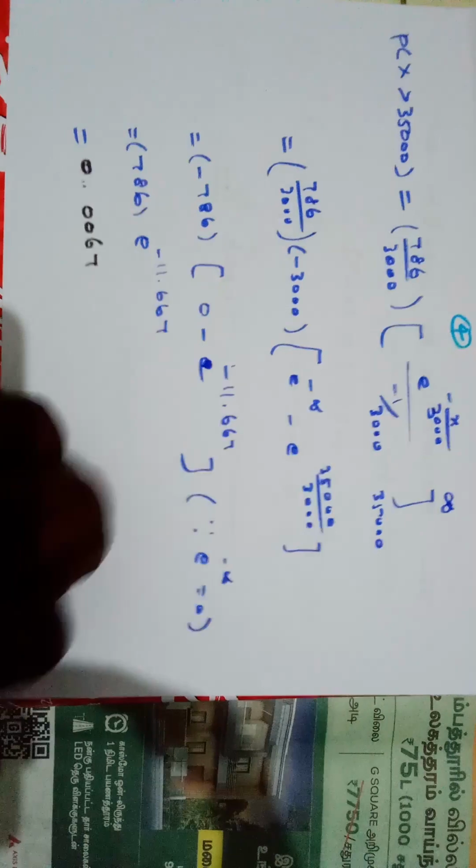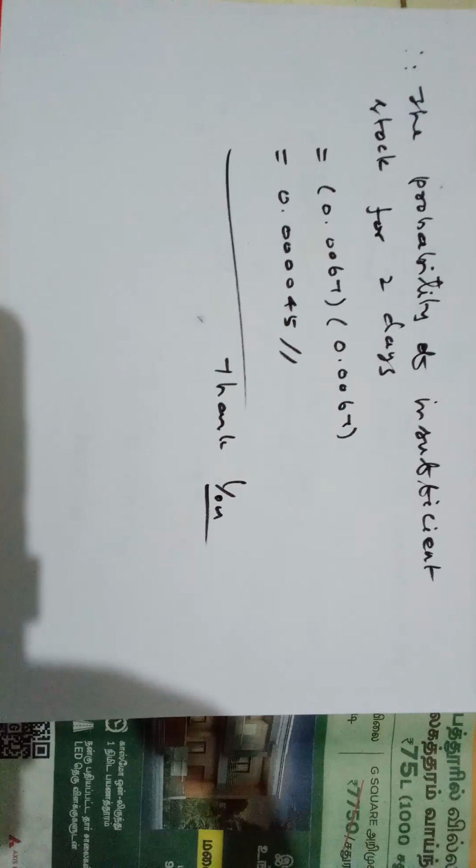it will be 0.0067. Okay, now go to the conclusion. This is the conclusion: the probability of insufficient stock for both days. Per day it is 0.0067, multiplied with the other day, again the same value, so it will become 0.000045. So this is the solution of the problem. Thank you, my dear friends.